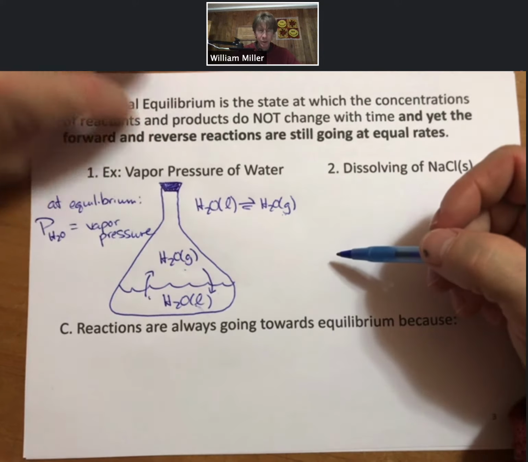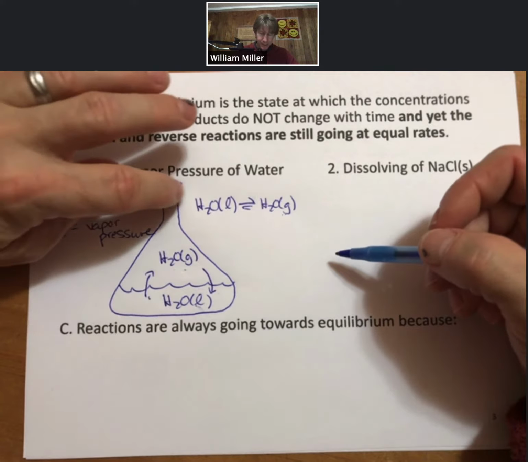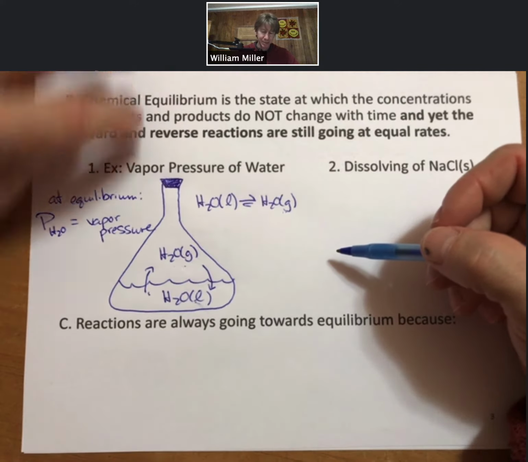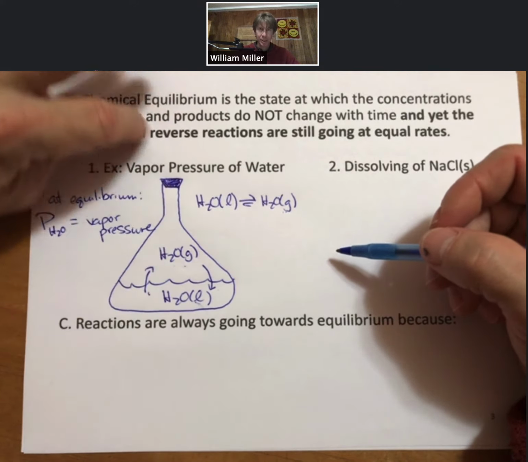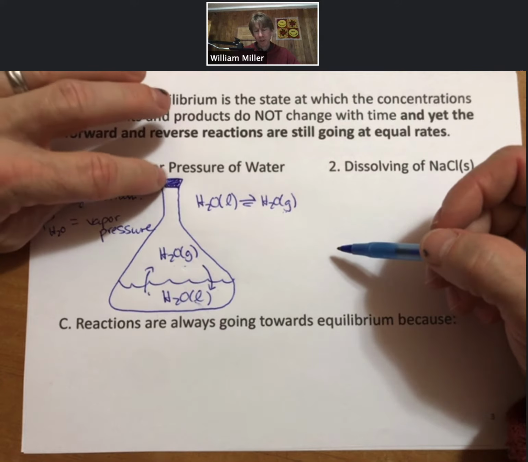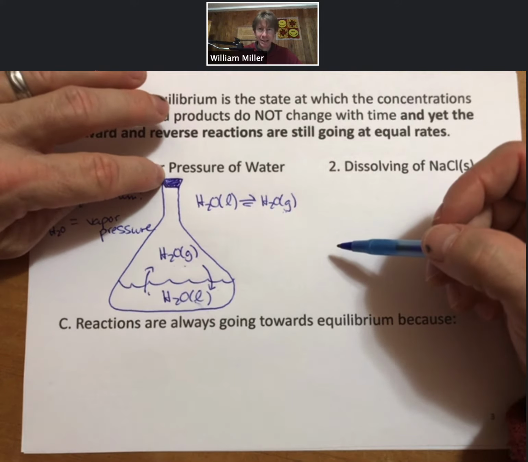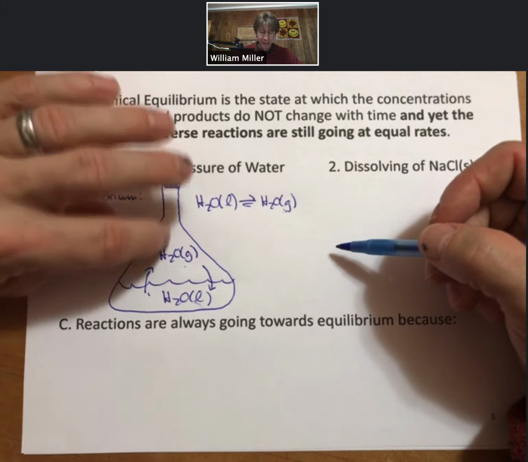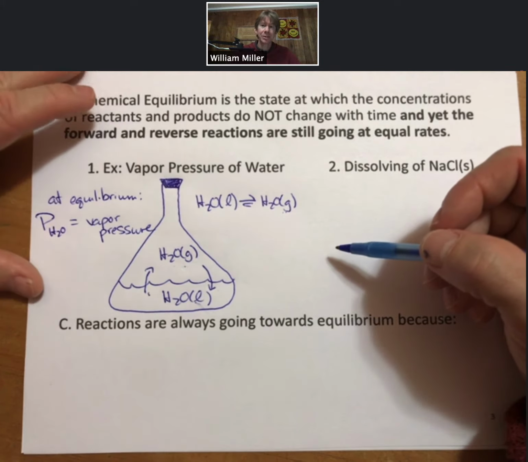If we remove the rubber stopper, some of the H2O gas will escape and the H2O liquid will keep evaporating. It is only in a closed container that we will get to equilibrium. Otherwise, the H2O gas will escape out into the atmosphere.